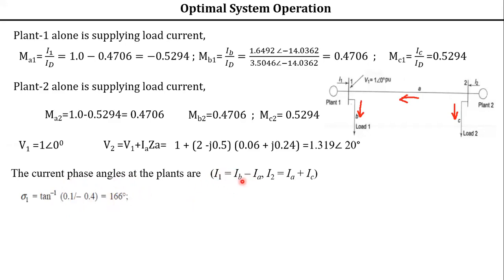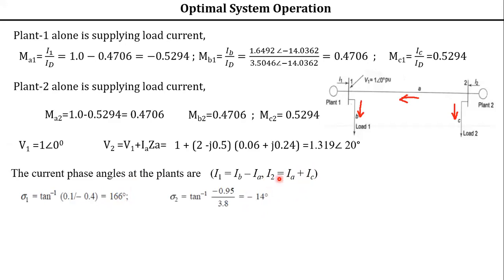Or directly substitute IB, IA from the given. You will get the resultant value as a rectangular. Convert that into polar form, and whatever angle you are getting, that is your sigma 1. It is 166 degrees. Similarly, I2: same procedure you follow. You will get the resultant value in rectangular. Convert that into polar form. The angle you are getting is minus 14 degrees.